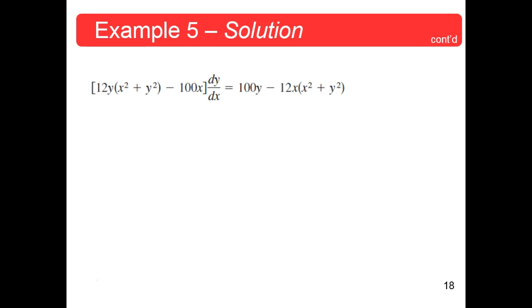Next thing they're going to do, I think, is divide by this coefficient out here, which is exactly what they did. dy dx is now 100y minus 12x times x squared plus y squared, divided by, and I don't know why they reversed this, but they put the minus 100x first and the plus there. Perfectly fine to do that, but a mystery to me why they chose to do it.